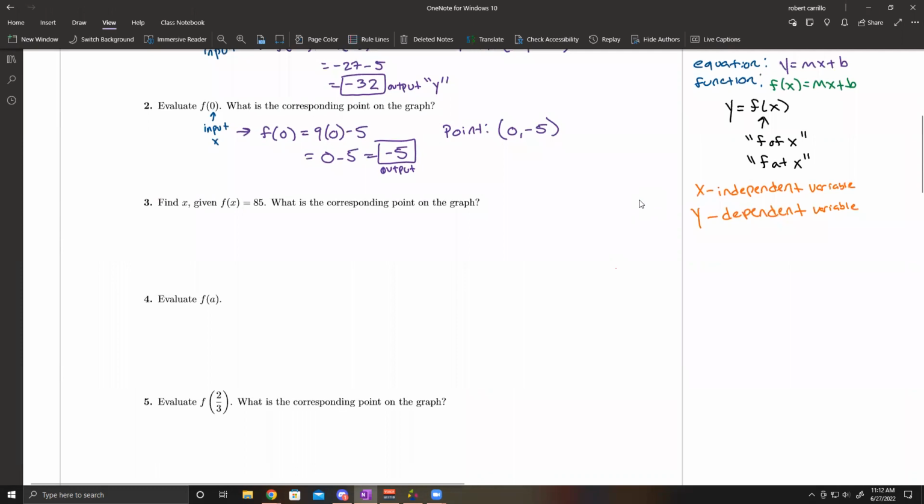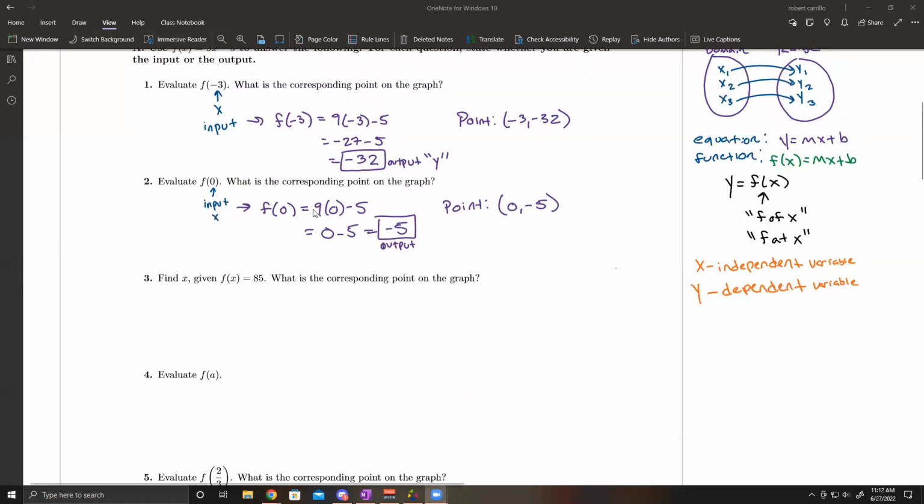Okay. Next, it says find x if f of x equals 85. All right, so this one is backwards. So the difference between this and the last two is that this is now saying find x. On the last two, we were given x. So now this says find x when f of x equals 85. So what they're giving us now is the output, and they want us to find the input. So this is the output. What they're saying is that y equals 85.